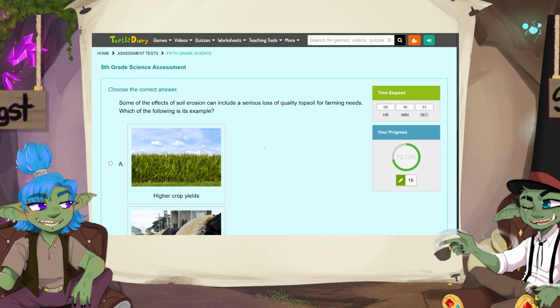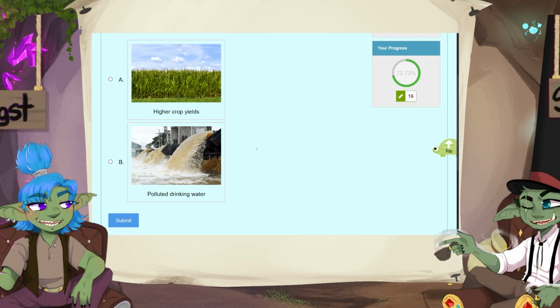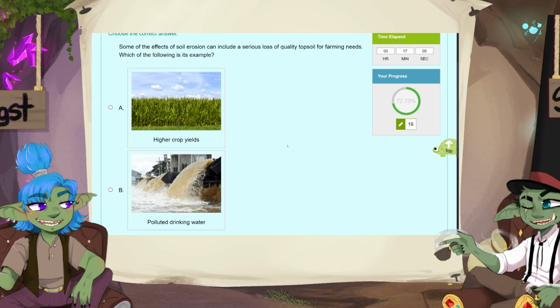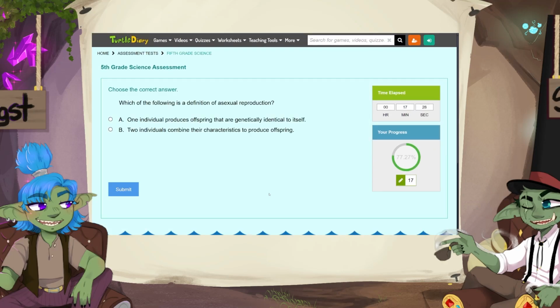Some effects of soil erosion can include a serious loss of quality topsoil for farming needs. Which of the following is an example: higher crop yields or polluted drinking water? Well, okay, it has to be B, because it's not going to get you more crops if it's soil erosion. A drop in quality. Higher crop yield means you are getting more crops. If you are losing soil and somehow getting more crops, you are a wizard. Yeah, we gotta get that from that guy. We gotta figure that out. I want the wizard corn.